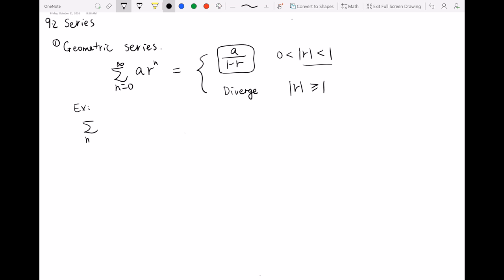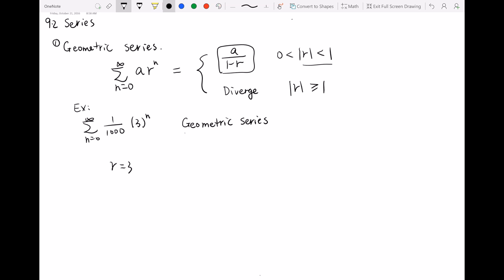The sum for n equals 0 to infinity of 1,000 to the power of 3, to the power n. Okay, this is a geometric series. And can anyone tell me what is the ratio of this geometric series? Okay, so this geometric series ratio equals 3.